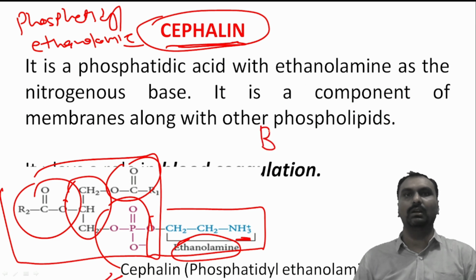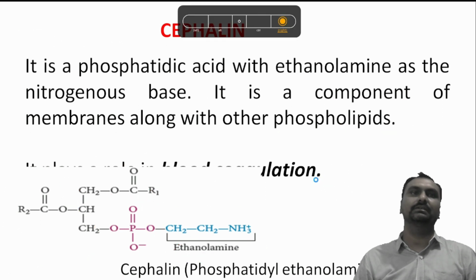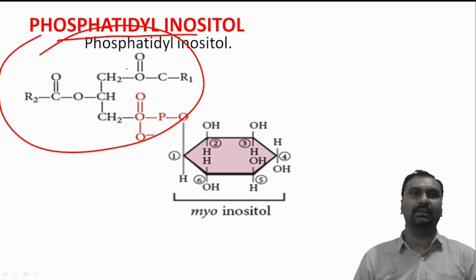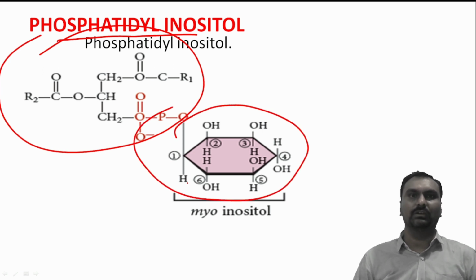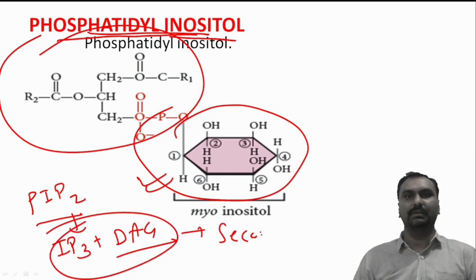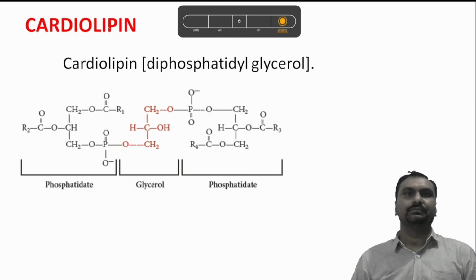It has a very important role in blood coagulation. Okay, our blood coagulation factor 3 is produced from the cephalin. Then phosphatidyl inositol. So you can see this is the structure of phosphatidic acid. To that, if inositol is attached, it is called phosphatidyl inositol. We know that phosphatidyl inositol is converted to inositol triphosphate and diacylglycerol, which has a role as a secondary messenger system in the mechanism of action of hormones.